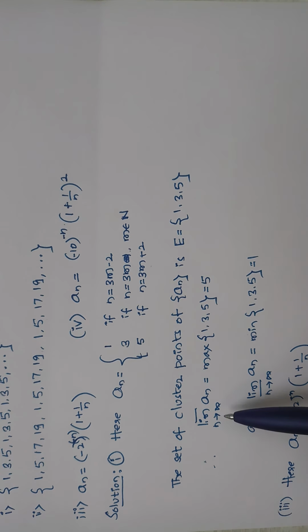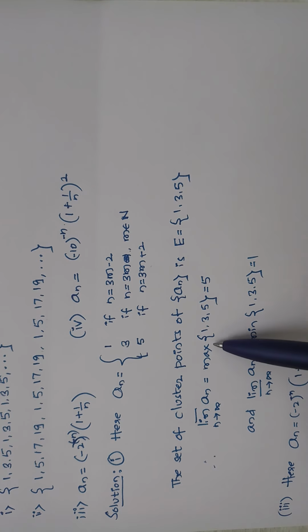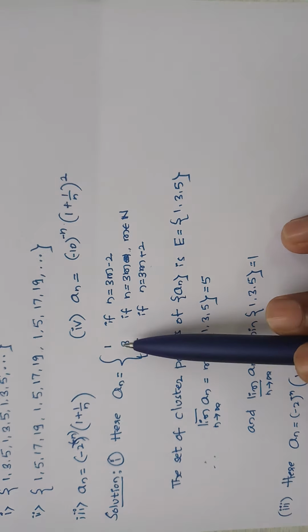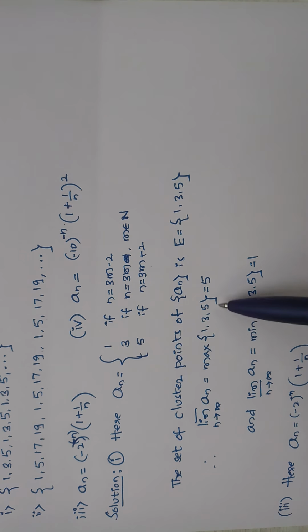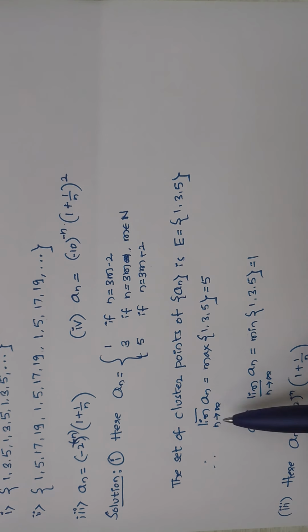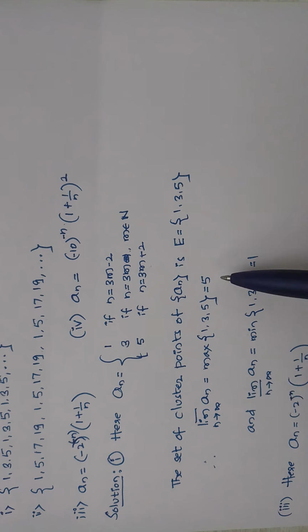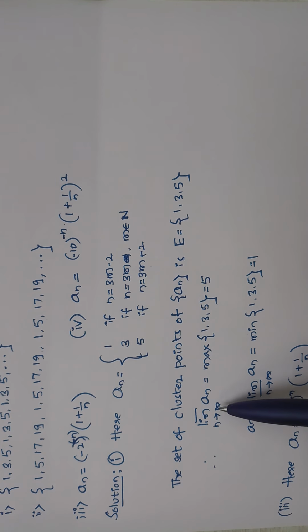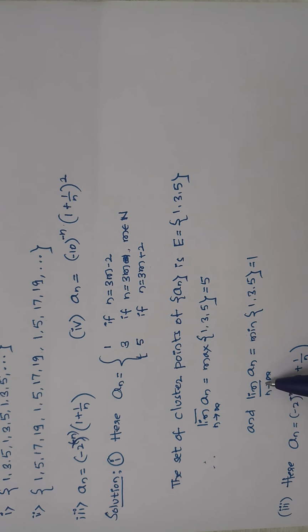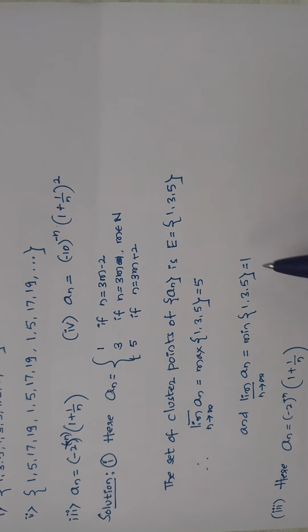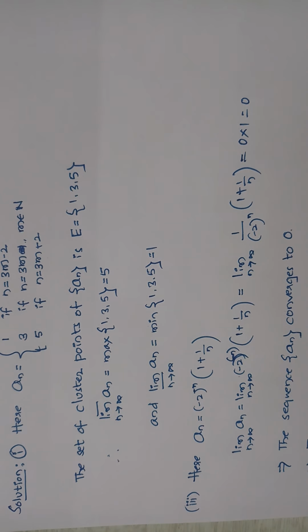So here the limit supremum of a_n is equal to the maximum of {1, 3, 5}, which is 5. So this is the standard result, and this is also a theorem. The limit superior is the maximum of these cluster points, and the limit inferior of a_n as n tends to infinity is the minimum of these three values, that is 1.